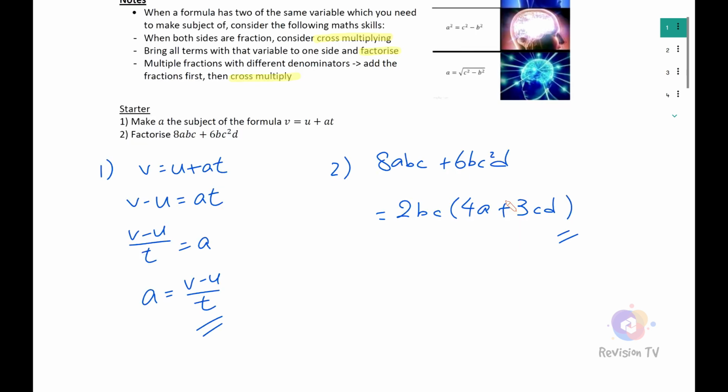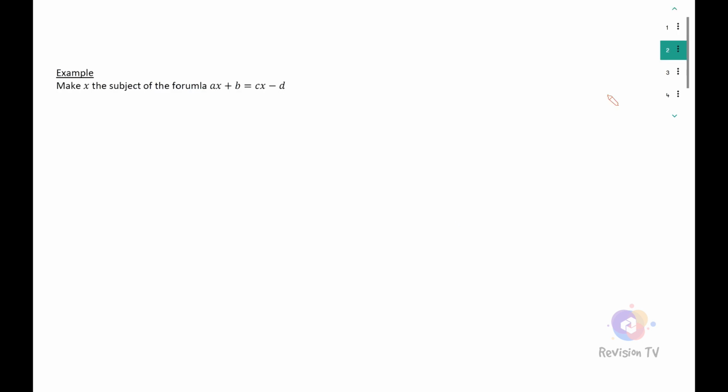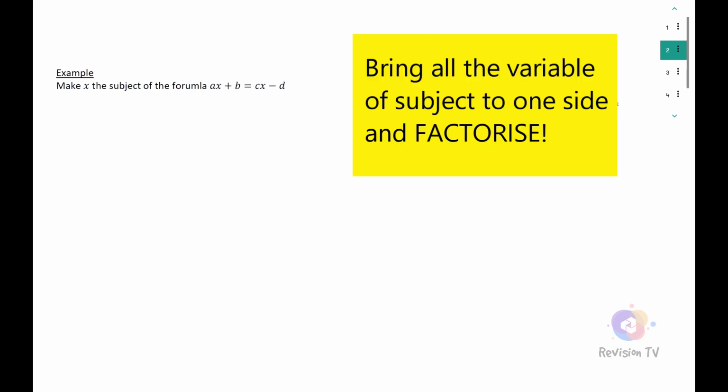Here are the answers. Hopefully it should be fairly straightforward. First example, we want to make x the subject in this one. You see x is appearing on both sides, so what you want to do is bring them to one side and factorize. Ultimately, to make x the subject, you only need one x. So we're going to bring the x terms to one side.